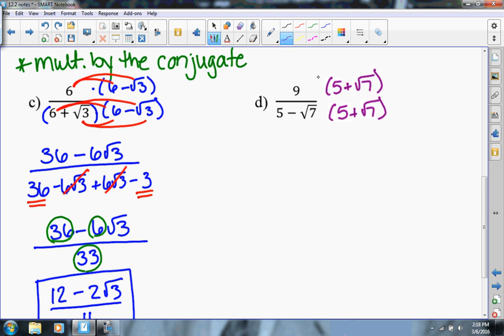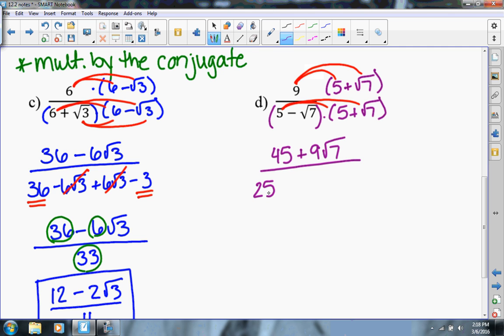So again, in my numerator, I'm going to do a single distribution, and in my denominator, I'm going to do that double distribution. So in my numerator, I'll take 9 times 5, and then 9 times the square root of 7. So 9 times 5 is 45, and then 9 times the square root of 7. I can't multiply a number by a radical, so it's just 9 square root 7. Then in the denominator, I'll do 5 times 5, and then 5 times the square root of 7. So 5 times 5 is 25. Those are two numbers that I can multiply together. And 5 times the square root of 7, that's a number and a radical, so I'll just leave it, 5 square root 7.